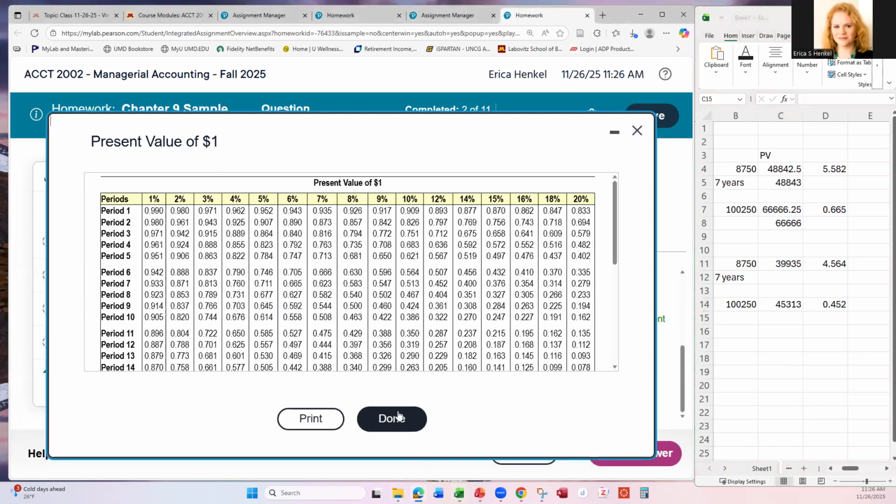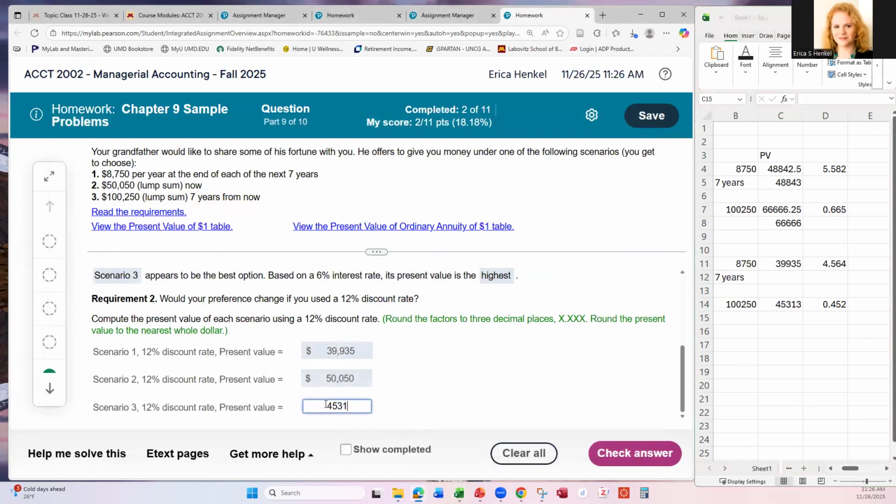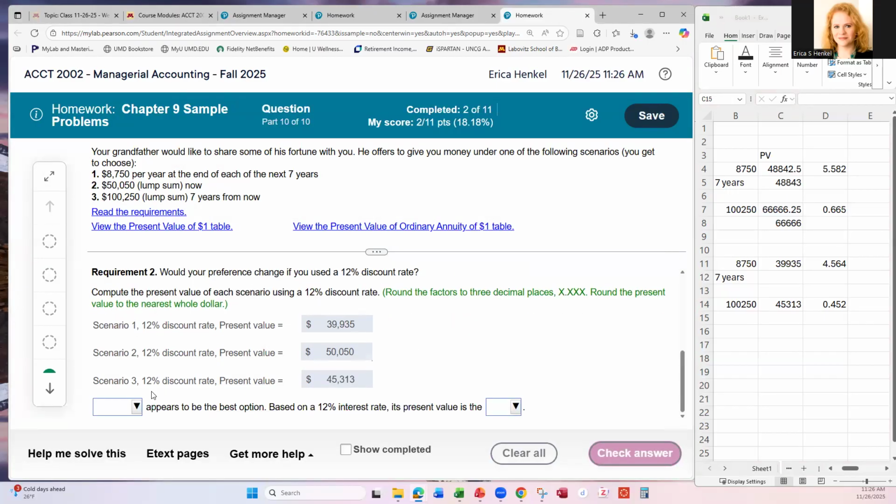$45,313. Well, now we have a different situation here. So now the lump sum scenario 2 appears to be the best option if we can get a 12% rate, because that one has the highest present value.